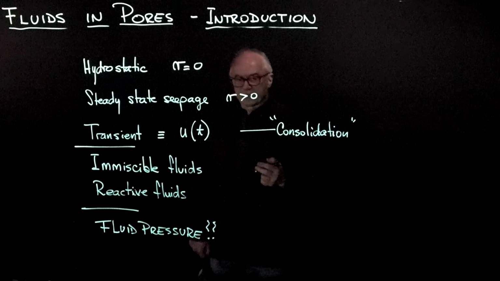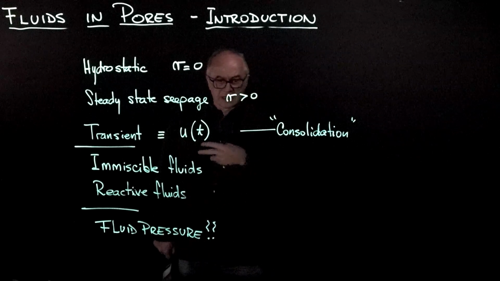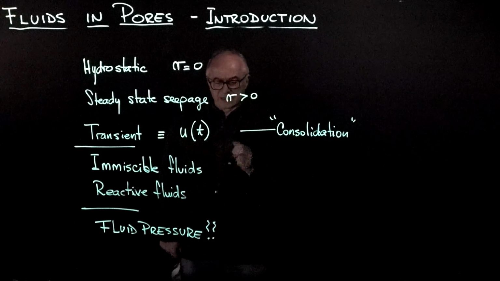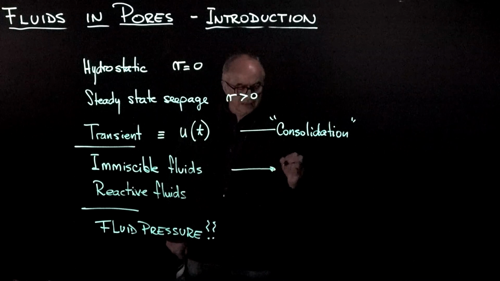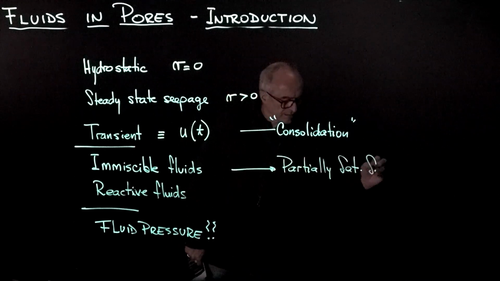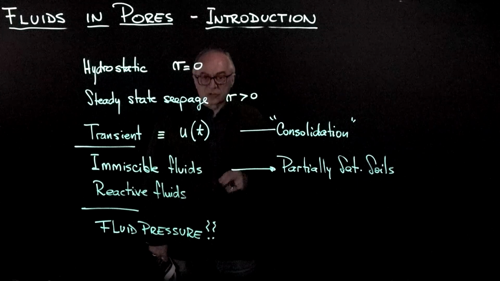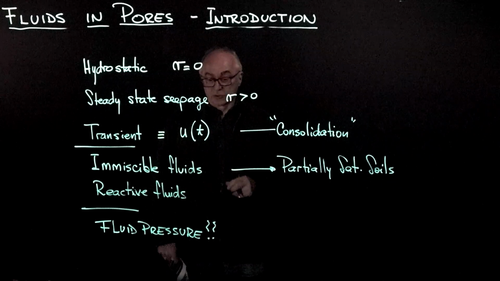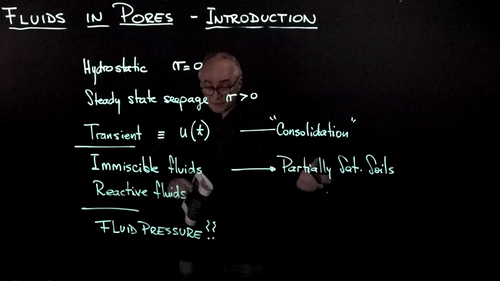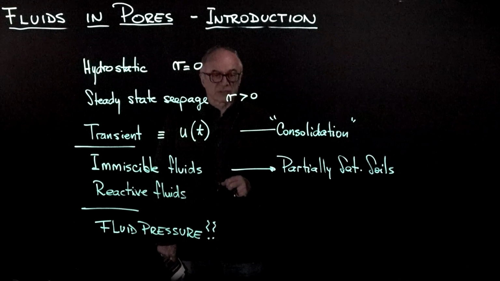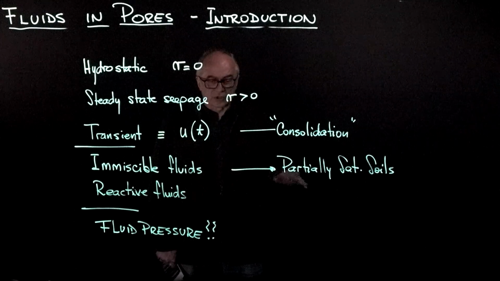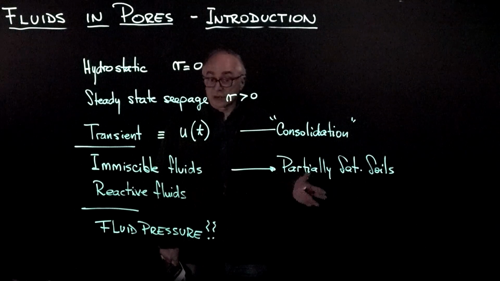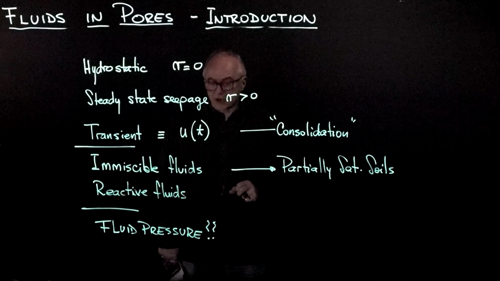For example, we could have air and water, like we have in our lungs, and this leads to partially saturated soils. It is very relevant to the migration of contaminants, LNAPLs and DNAPLs, to resource recovery, gas and petroleum, and for the storage, for example, of CO2 for geological storage, or hydrogen in the hydrogen economy.